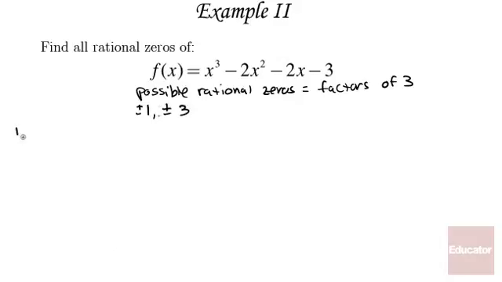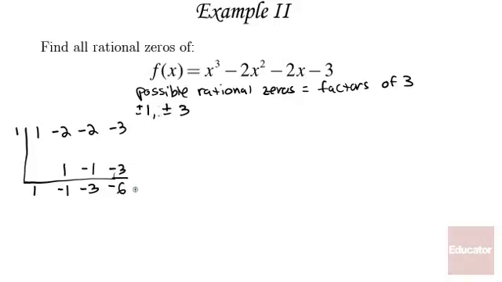So starting out with 1. And I'm looking, and there are no missing terms, x cubed, x squared, x, and a constant. So I can just go ahead and put these coefficients, 1, negative 2, negative 2, negative 3. This is 1 times 1 is 1. Combining that with negative 2 to get negative 1. 1 times negative 1 is negative 1. Plus negative 2 is negative 3. Negative 3 times 1 is negative 3. This is negative 6. Remainder equals negative 6, so 1 is not a 0.